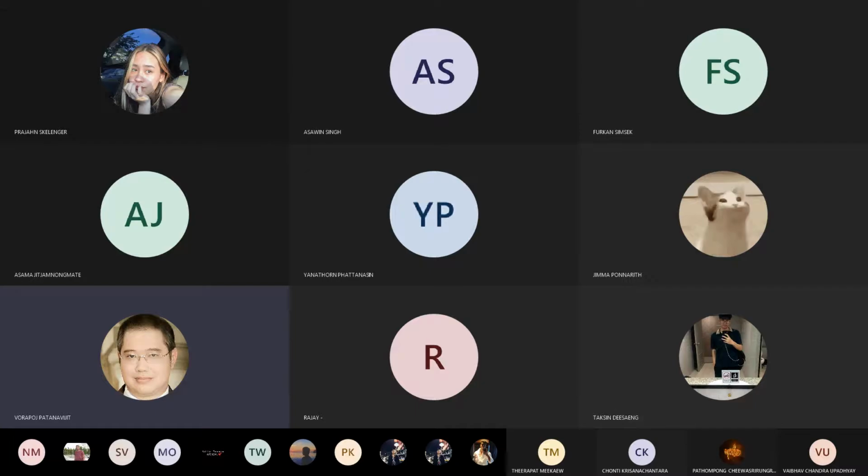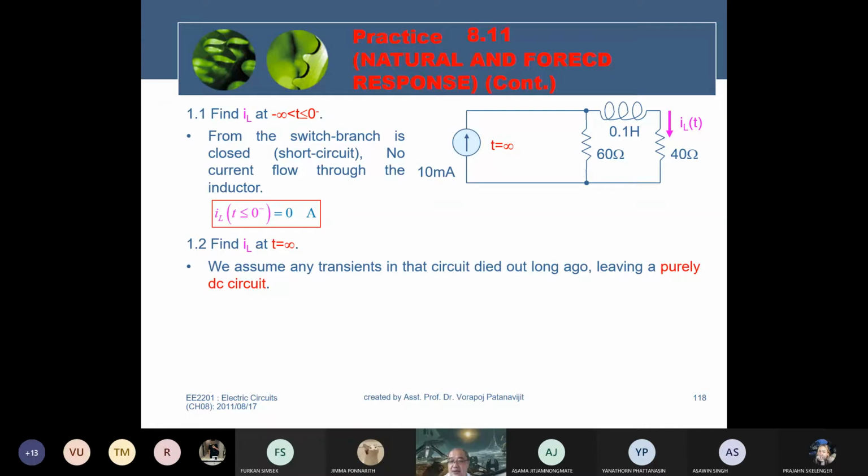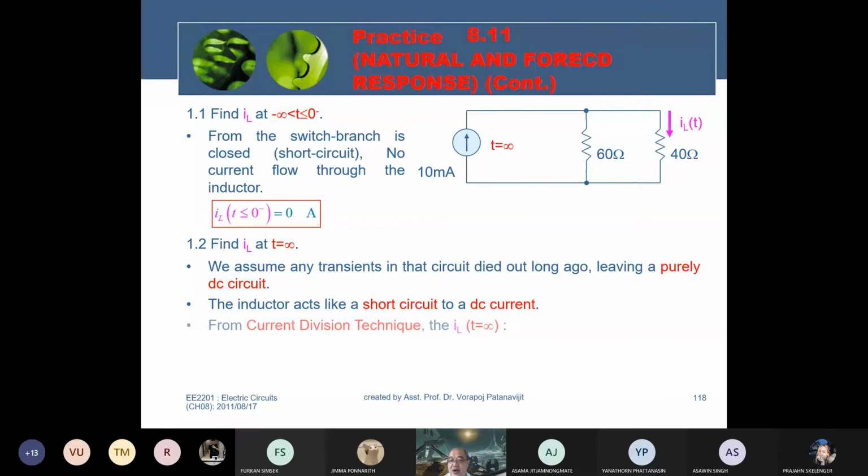In a DC circuit, the inductor acts like a short circuit to the DC current. Next, from the current divider technique, the current flowing here splits into branches. You can determine IL from the current division technique.